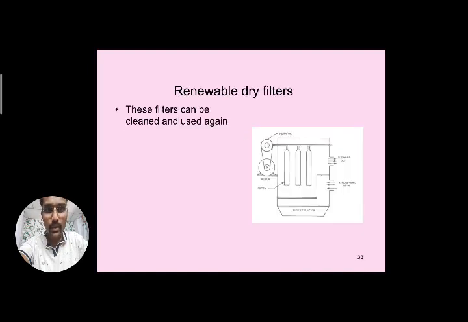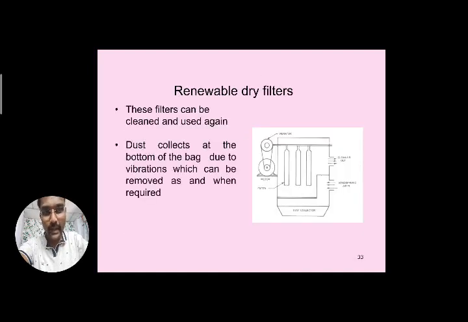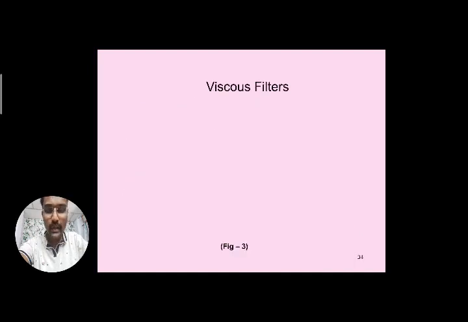Okay, and now these filters can be cleaned again and again. The dust at the bottom can be removed from the collector whenever required, and the filter can be used again and again. So this is about the reusable or renewable type of dry filters. Hope you have understood the second type in dry filters; the first and sub-classifications are the throwaway type and the reusable type.